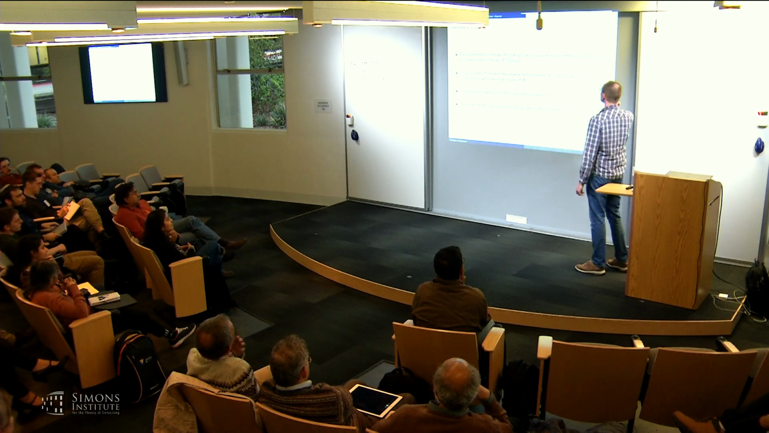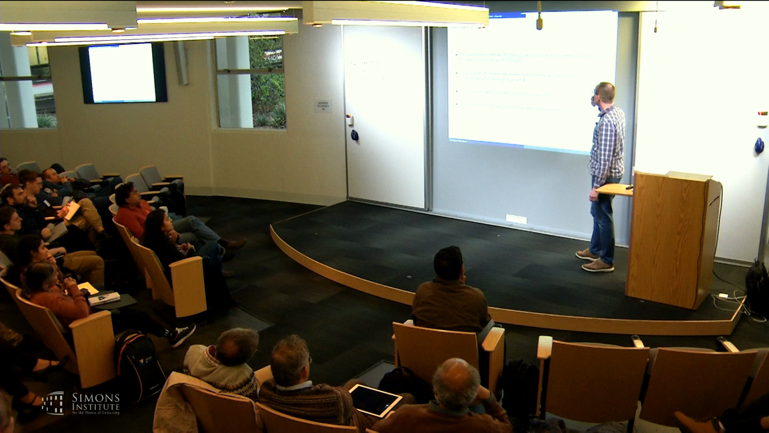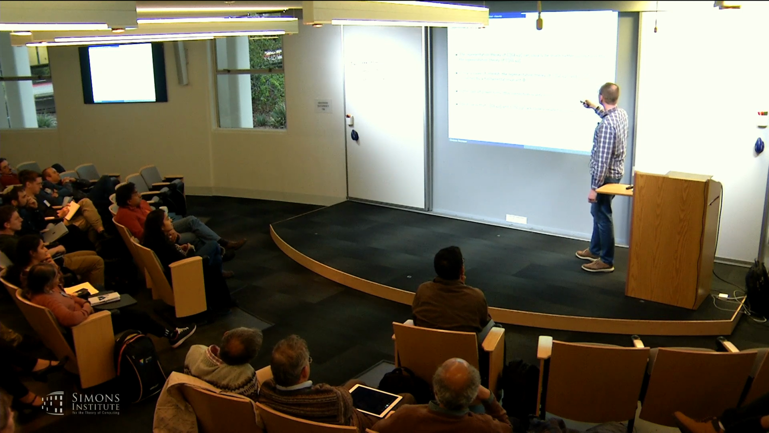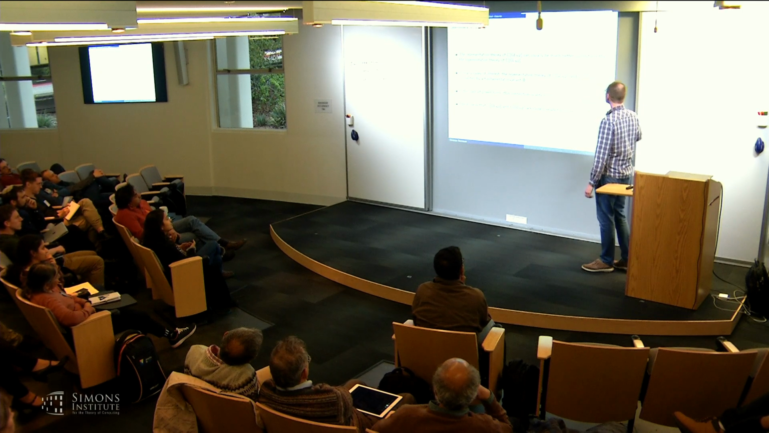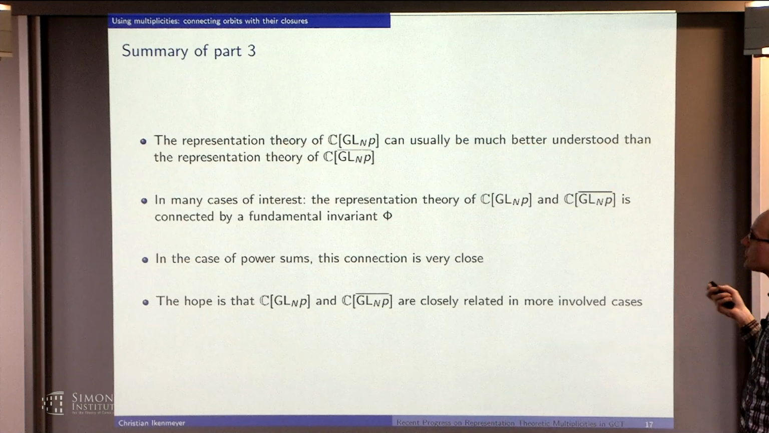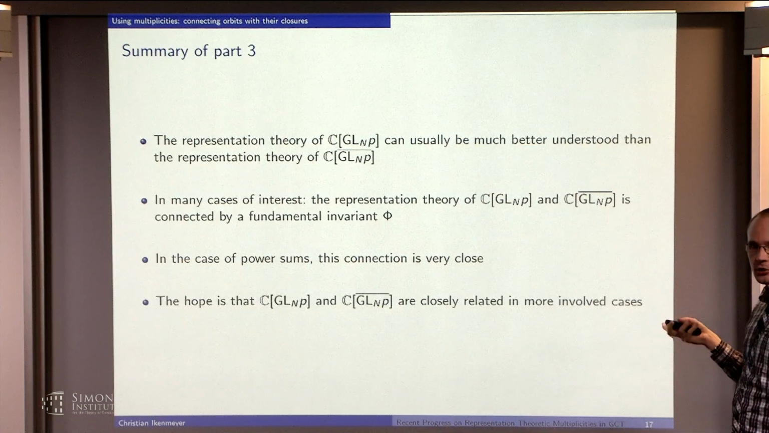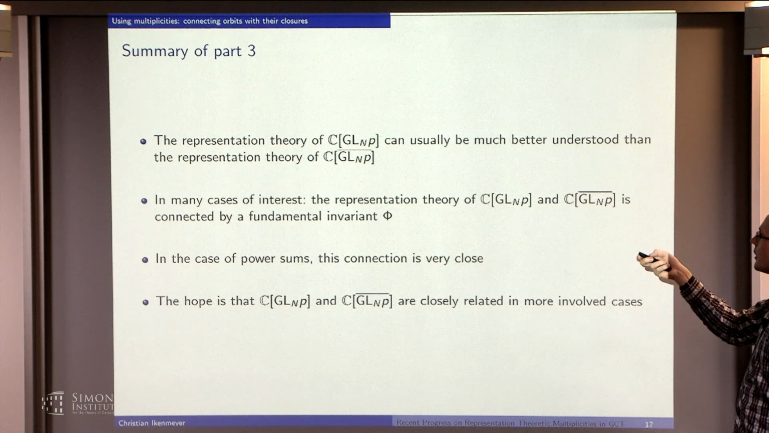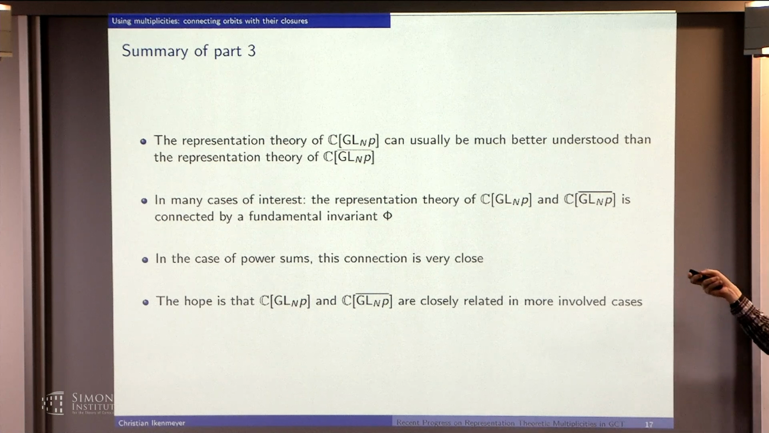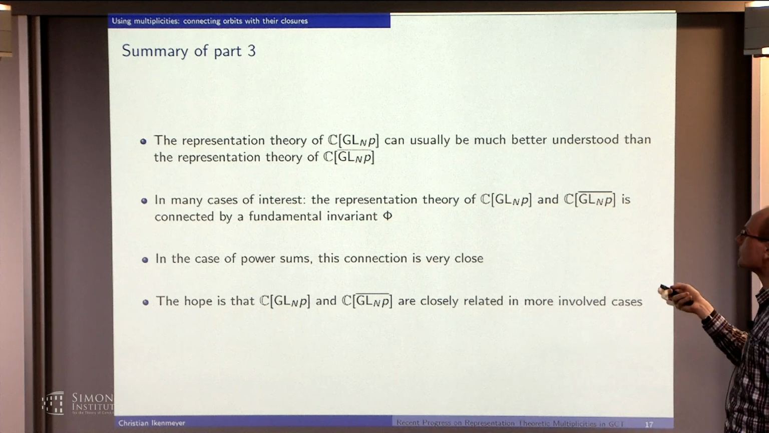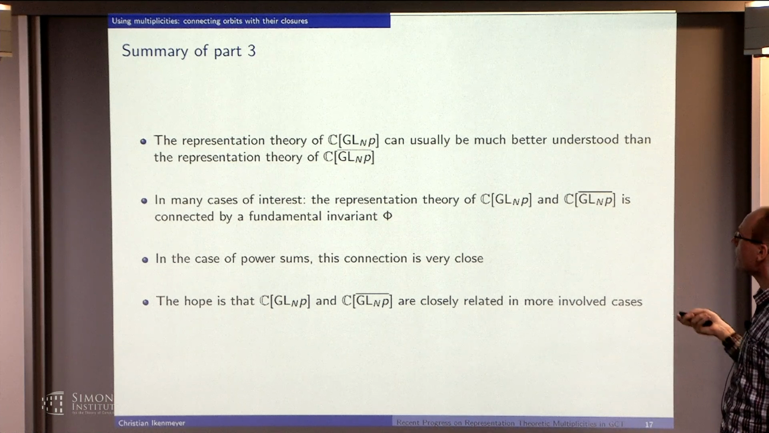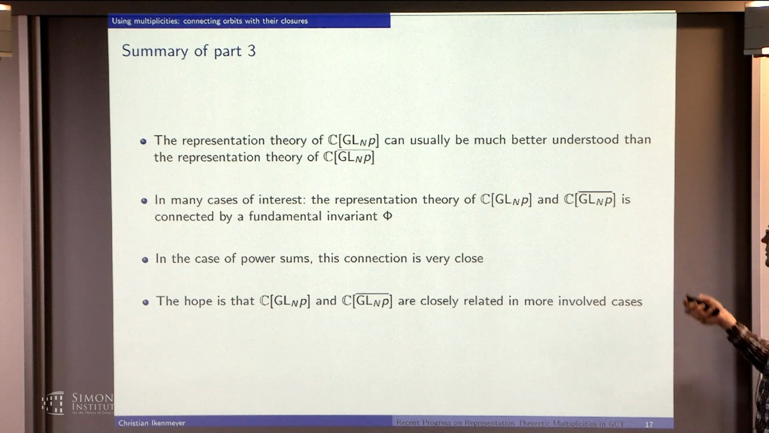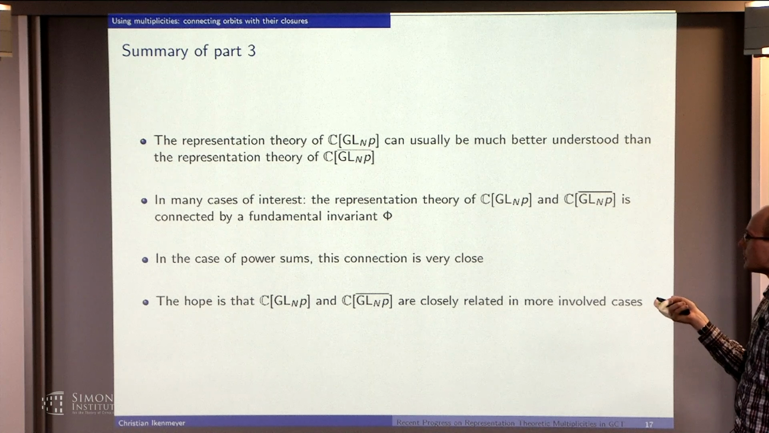Okay, so the summary of this part is that the representation theory of an orbit can usually, in most cases, be understood much better than the representation theory of the coordinate ring of the orbit closure, because here you usually have some formulas. Actually, in all cases that we are interested in, we have formulas for these multiplicities. And in many cases of interest, these two rings are connected by one fundamental invariant.